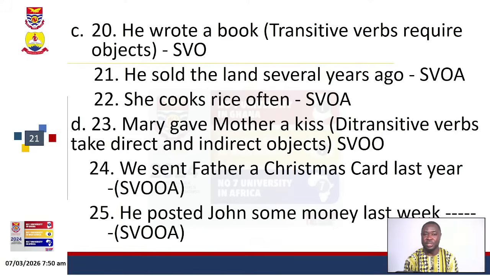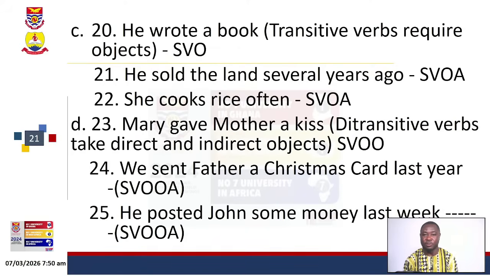Now, we call such verbs that allow two objects to follow after them ditransitive verbs. Okay? So you have SVOO in "Mary gave mother a kiss." Mary is your subject. Gave is a verb, V. Mother is the first object. A kiss is the second object.